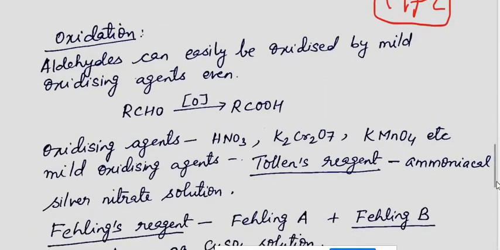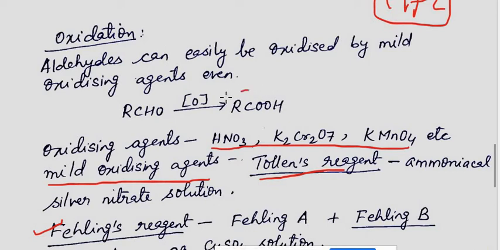Look here. We are talking about oxidation now. Till now we were talking about reduction of aldehydes and ketones. Now aldehydes can easily be oxidized. They can be oxidized by using strong oxidizing agents like KMnO4, potassium dichromate, or nitric acid, as I have mentioned over here. Or we can also oxidize aldehydes by using mild oxidizing agents like Tollens reagent or Fehling's reagent, which can oxidize aldehydes to carboxylic acid.